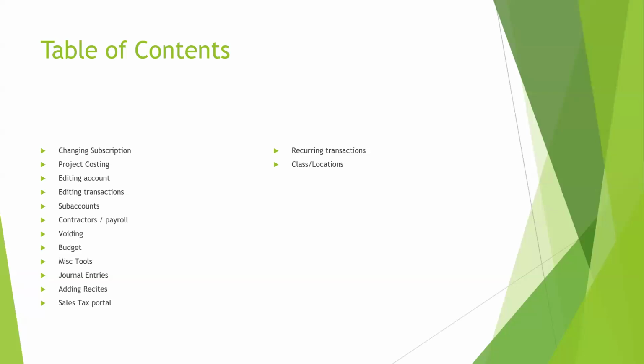Okay. We're going to talk about project costing. Obviously, it may be for construction industries specifically. This could be for nonprofits if they're doing an event they're trying to cost against. Even they could treat a grant as a project costing. Okay. We're going to talk about editing accounts, which we do briefly cover, editing transactions, why we would use sub-accounts, what their relevancy is here, and then setting them up, contractors and payroll, voiding versus deleting, which is a big one.